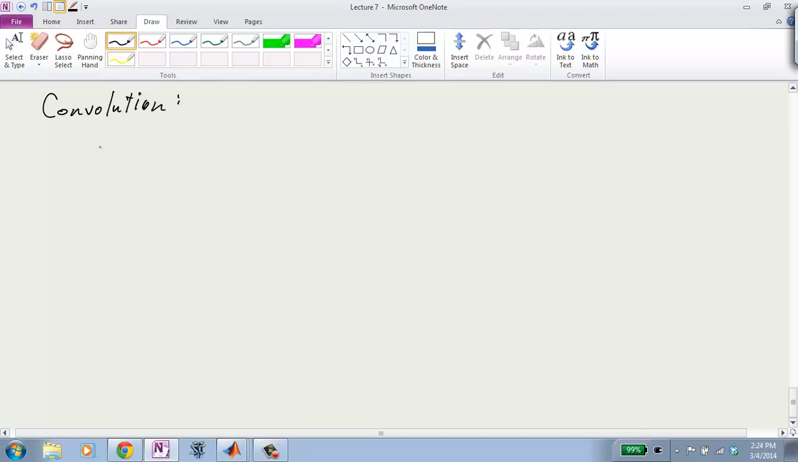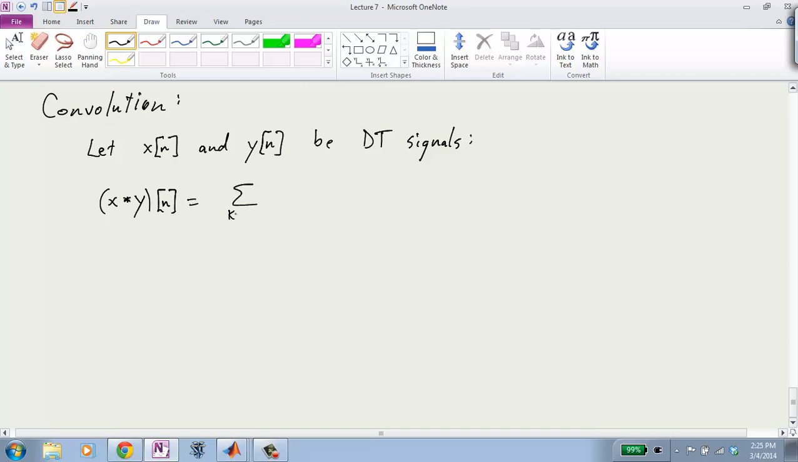As you learned last time, if you have two discrete time signals, x of n and y of n, I'll abbreviate discrete time as dt. Then we had something defined as convolution, which was the convolution of these two signals is a discrete time signal as well, and that equals this infinite sum.